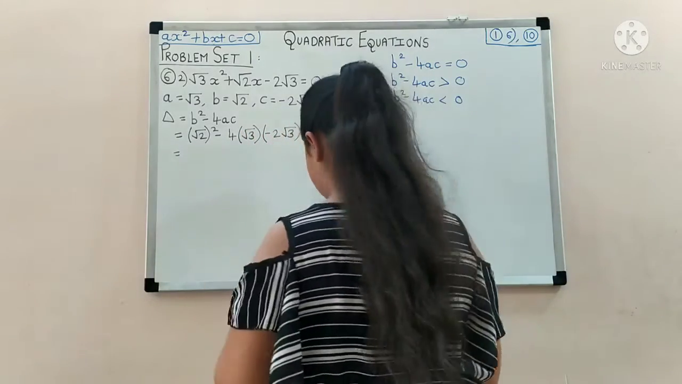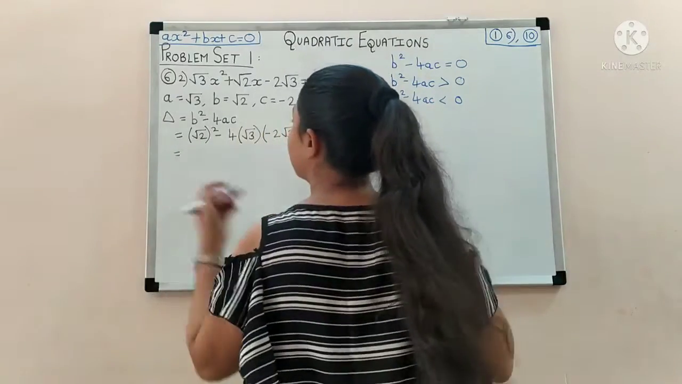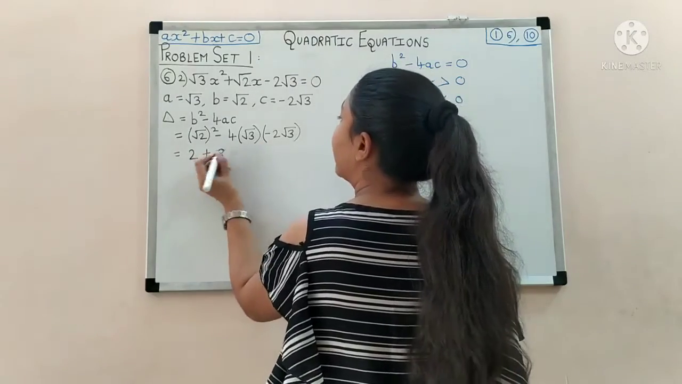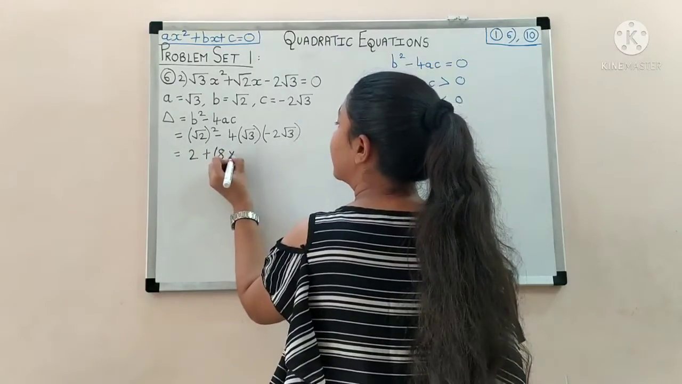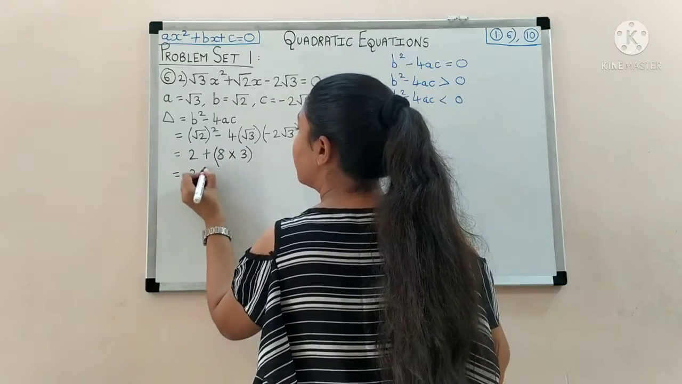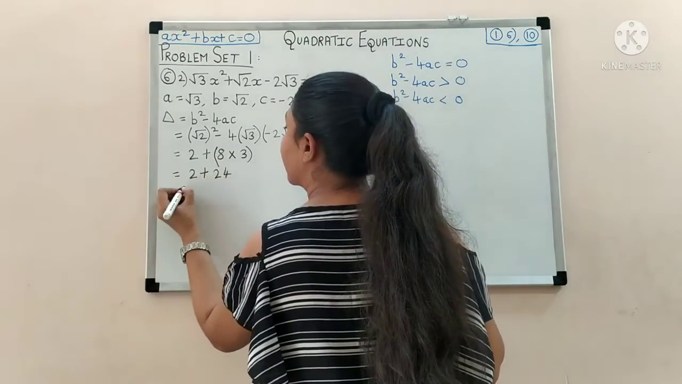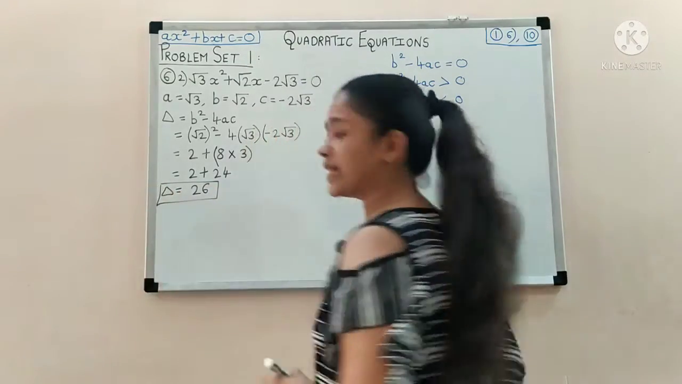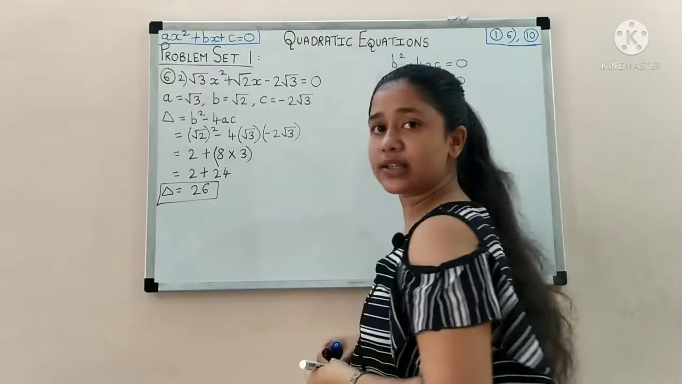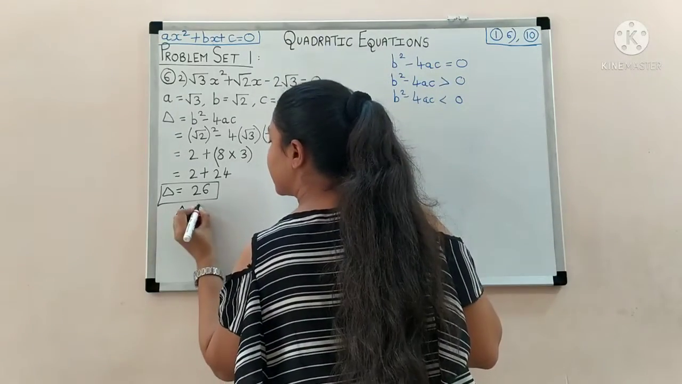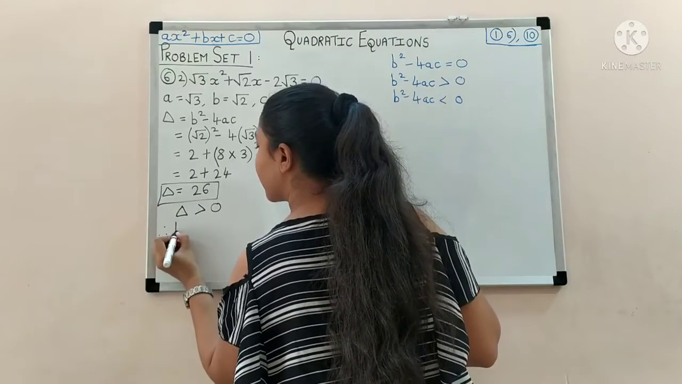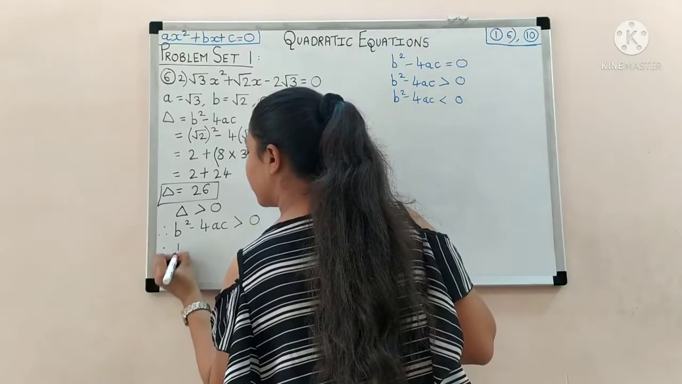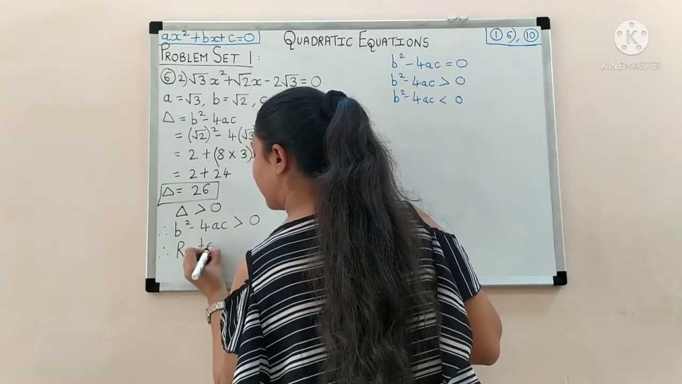Now here root 2 into root 2 will be 2. Now minus into minus is plus, 4 2s are 8, and root 3 into root 3 will give me 3. So 2 plus 8 3s will be 24. So this will be 26. Discriminant is equal to 26. So discriminant is greater than 0, correct? Therefore, b square minus 4ac is greater than 0. Therefore, roots are real and unequal.